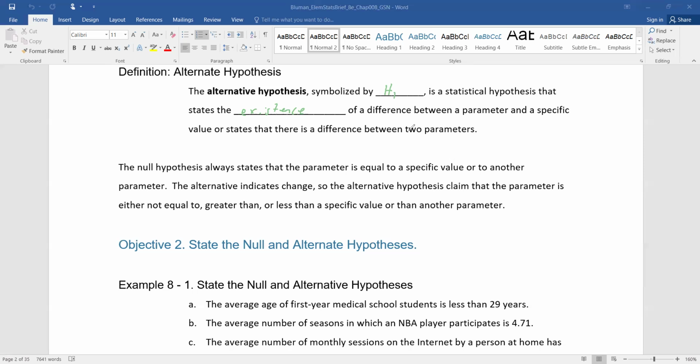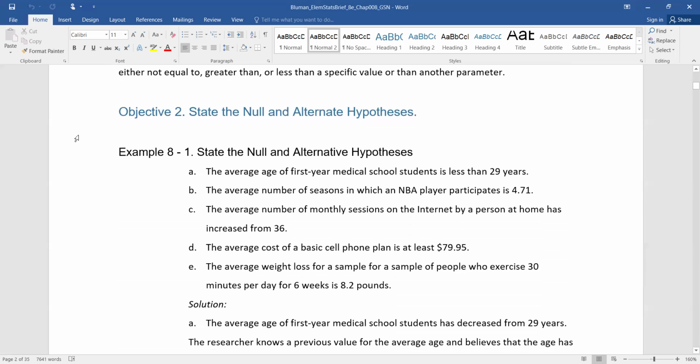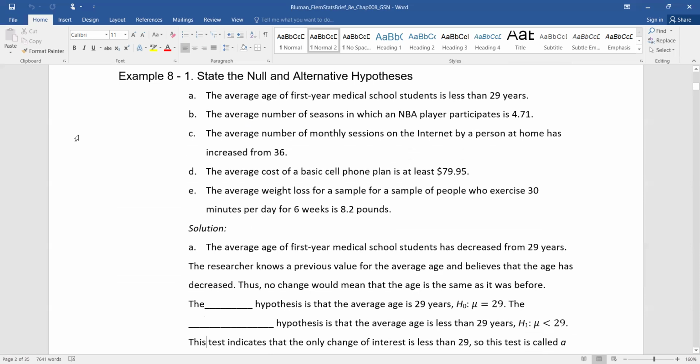All right. So in our second objective here, we're going to talk about how we state the null and alternate hypotheses. So in our first example here, we have the blanks. We're going to state which one is the null and alternate hypothesis.